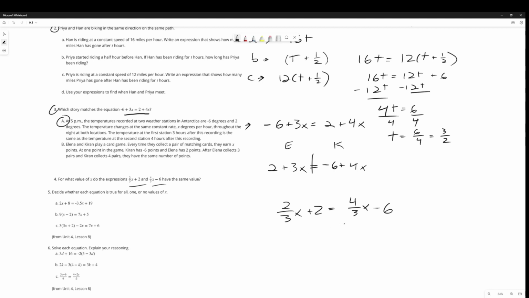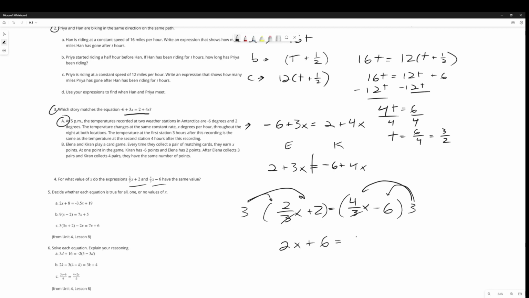For me, I see my fractions have the same denominator, so I'm going to get rid of those fractions right away. I'm going to multiply both sides times 3. Remember, you have to distribute to both terms. And when you multiply a fraction by its denominator, the denominator cancels out. So that's going to end up as 2x, but I have to multiply the 3 times 2, which is 6. So I get 2x plus 6.